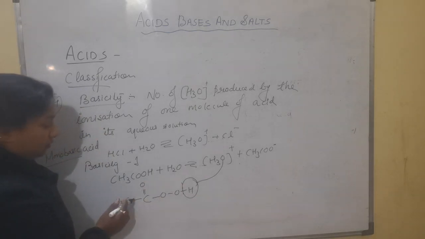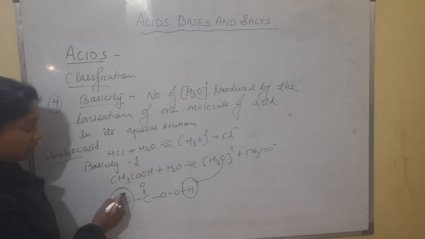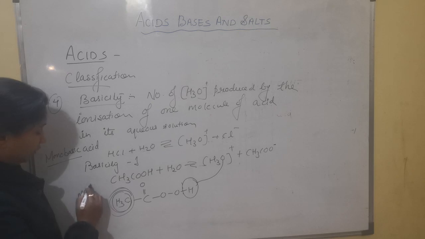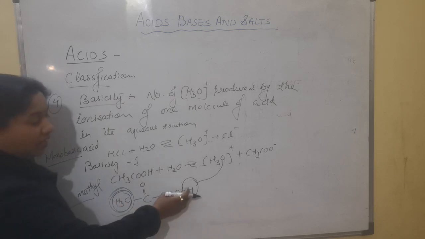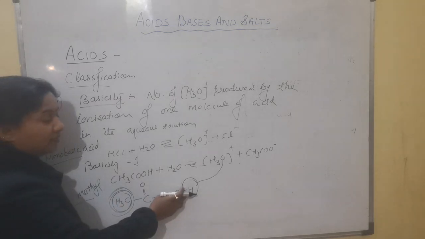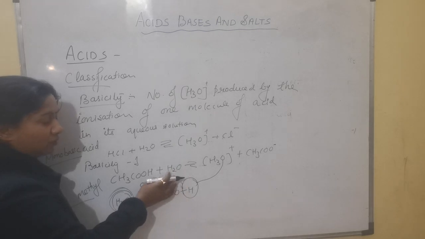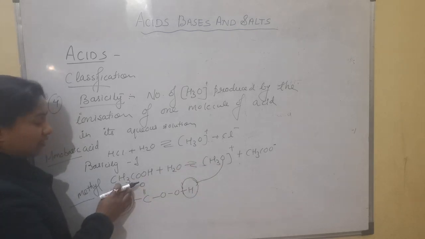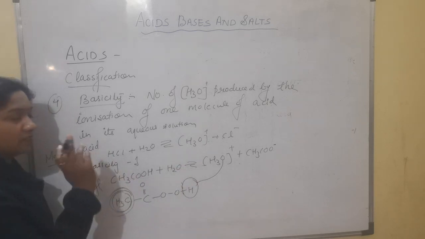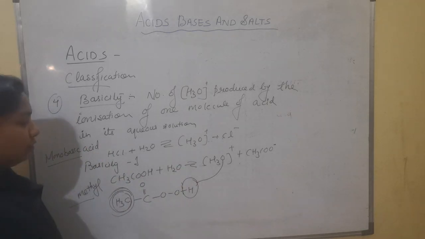Understood? Not this one. These 3 hydrogen atoms are attached to this carbon, and this entire group is called a methyl group. This you will study in organic chemistry. This hydrogen is not ionizable. It can't detach itself from this carbon. But the hydrogen that is attached to oxygen is ionizable, and it could easily detach or remove itself when a water molecule enters and combines with it to form hydronium ion. So that is why acetic acid's basicity is 1, because it is forming only one molecule of hydronium ion.